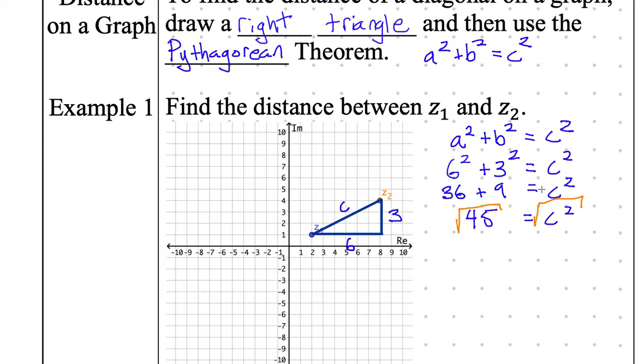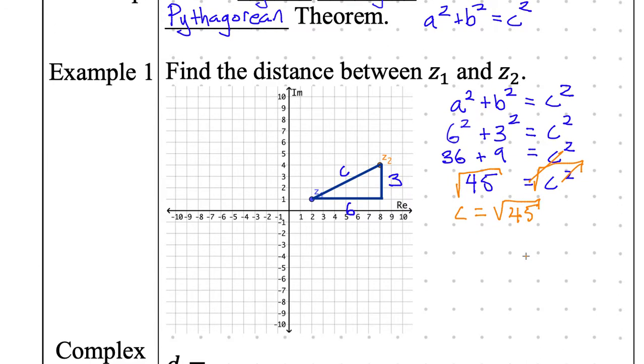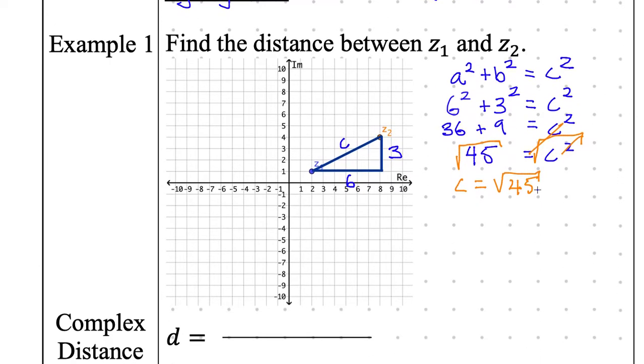When we square root both sides, the square root and square cancel each other out, and I get C is equal to the square root of 45. But on Khan Academy, I'm not sure if Khan Academy will let you enter that because it's not simplified. While square root of 45 is the correct answer, let's practice simplifying, just in case we do need to do that in Khan Academy. I didn't actually check.